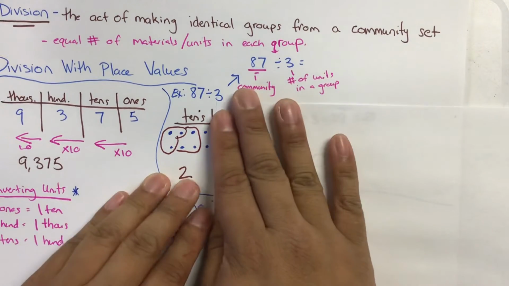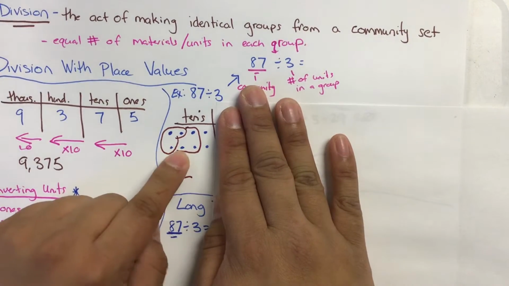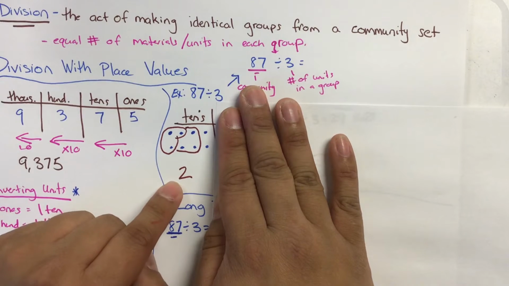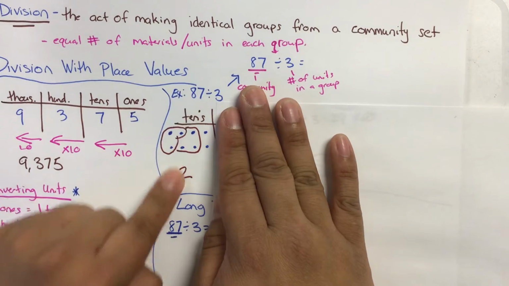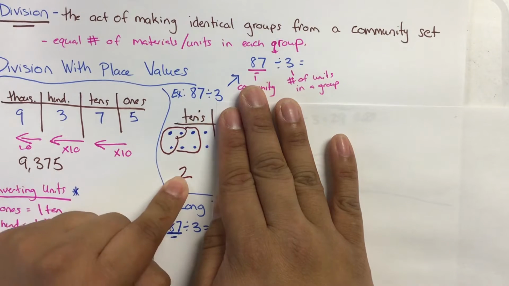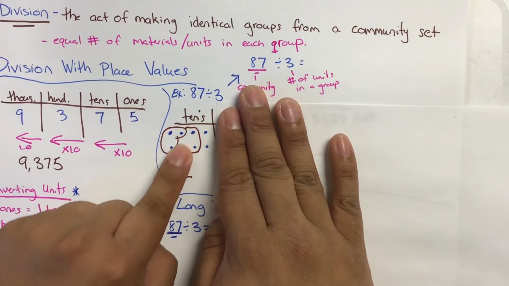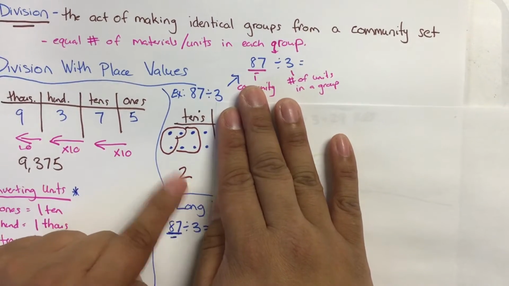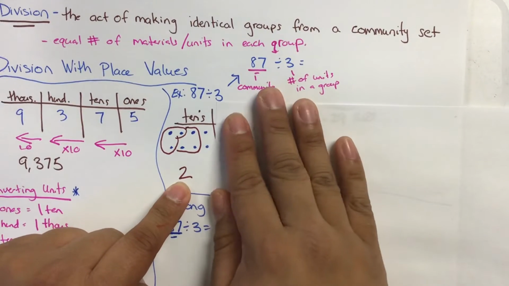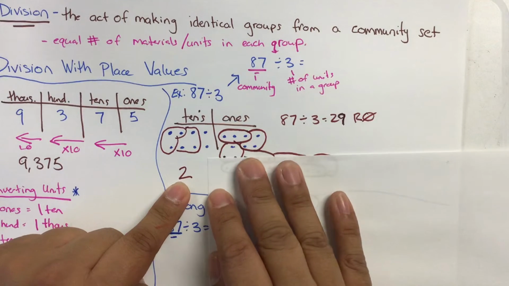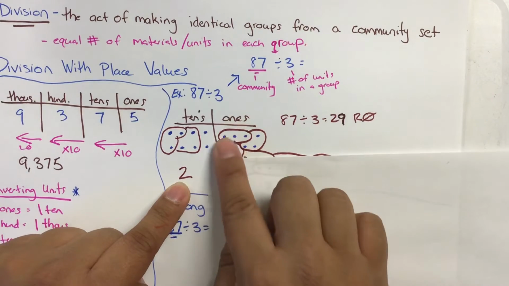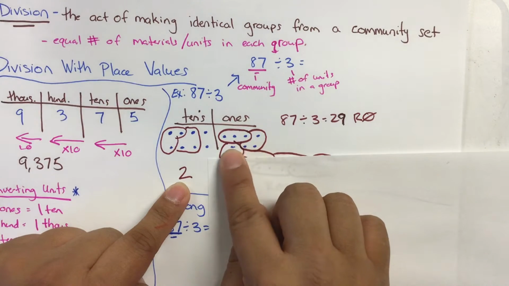Okay? So since I have 2 groups of 3, I'm going to write down here 2 to make sure that that is in my tens place. I was able to make 2 groups of 3 tens. Okay? So that's 2 right down there. Now, for my ones, I started out with a 7, so I drew 1, 2, 3, 4, 5, 6, 7.